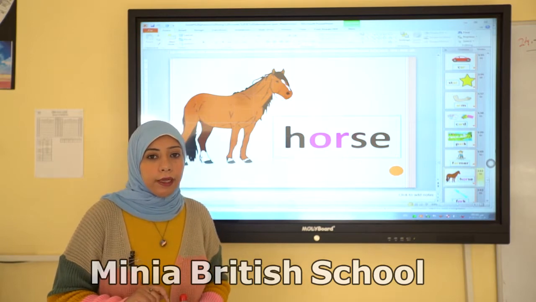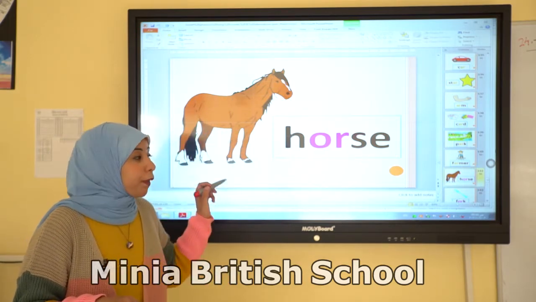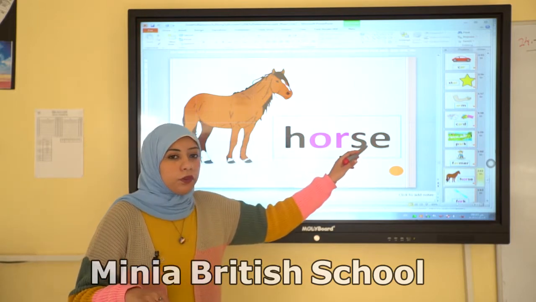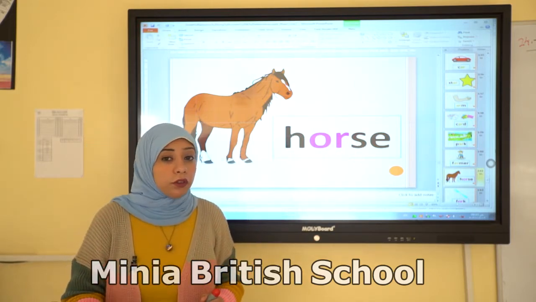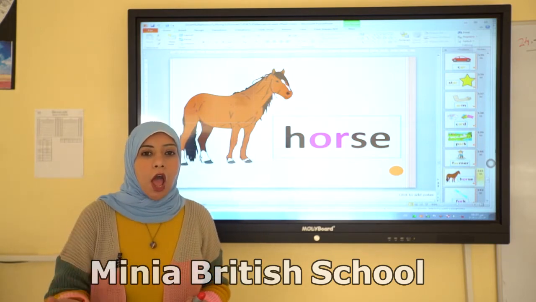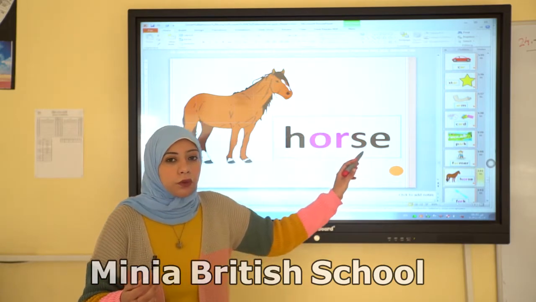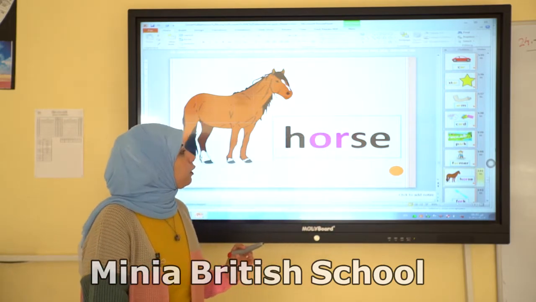House. Again, Kiji. House. What's this animal? You know this animal? It's what? House. House is correct. It's American English. What do we say? House. Okay, Kiji? So this word is house. Let's see the next one.